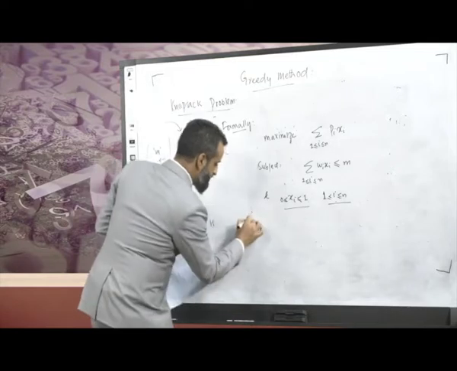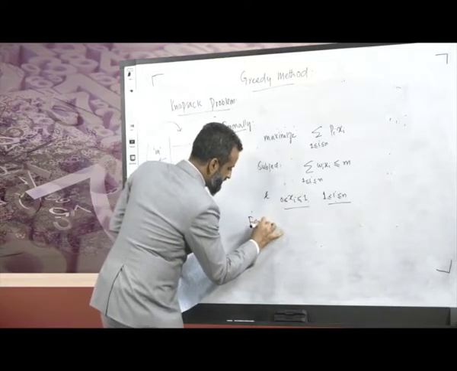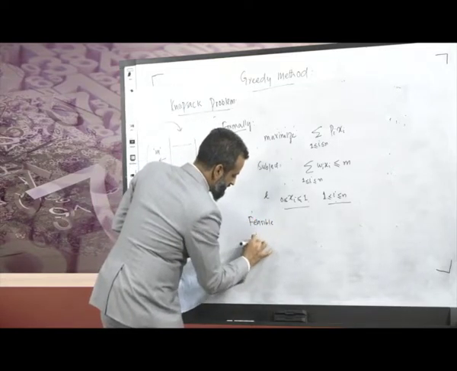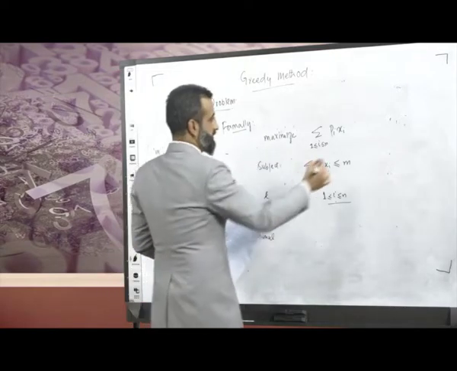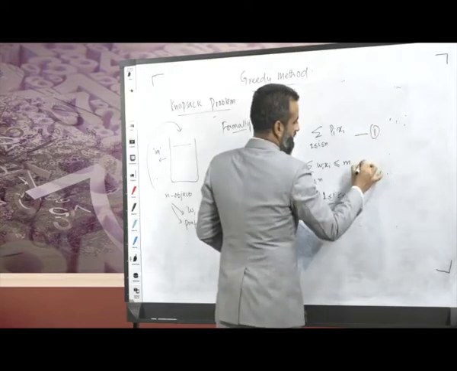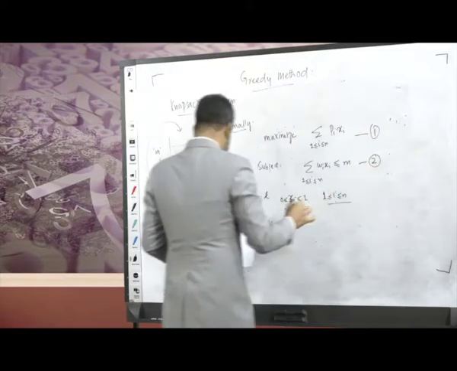Now, two possible things. One is a feasible solution, as we have seen in the last problem, and another is the optimal solution. So let's call this equation 1. Let's call this equation 2.